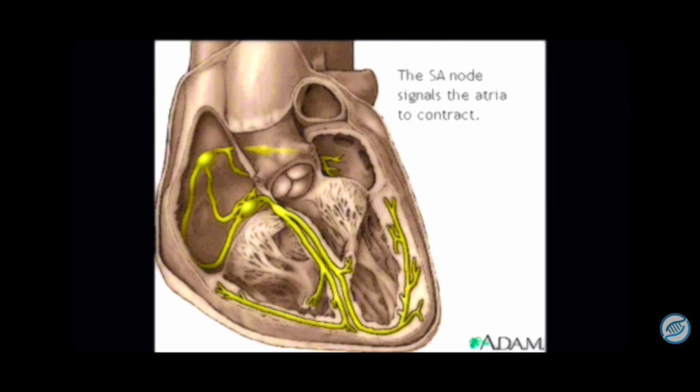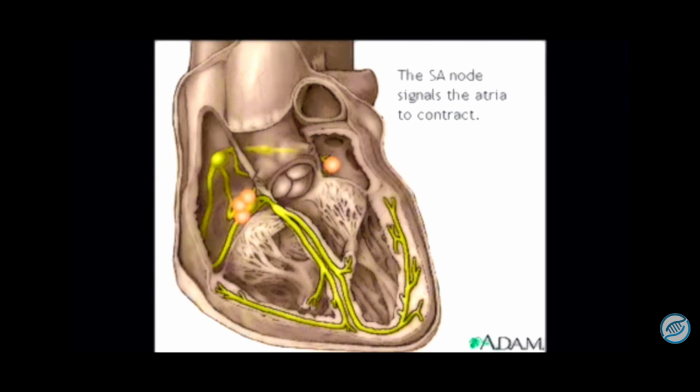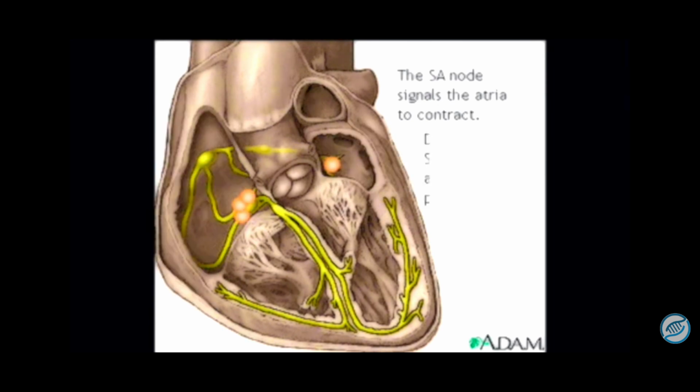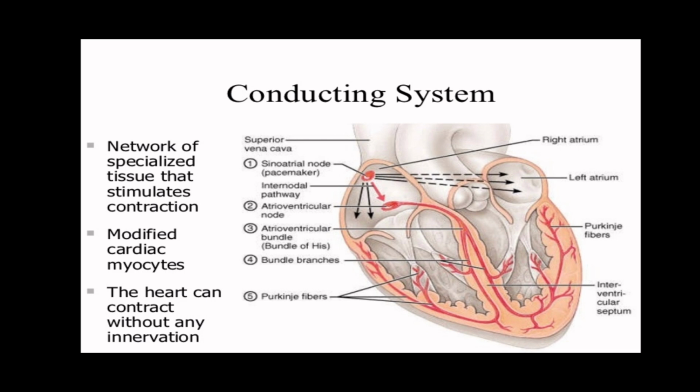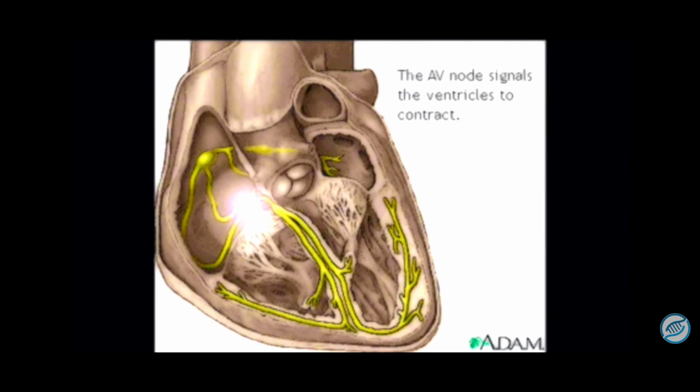The sinoatrial node begins the heartbeat by generating the electrical pulse that travels through the muscles of both atria, causing them to contract simultaneously and push blood through the atrioventricular valves into the ventricles. In the walls of the right atrium, the internodal pathway fibers are found. They relay the impulse to the atrioventricular or AV node.